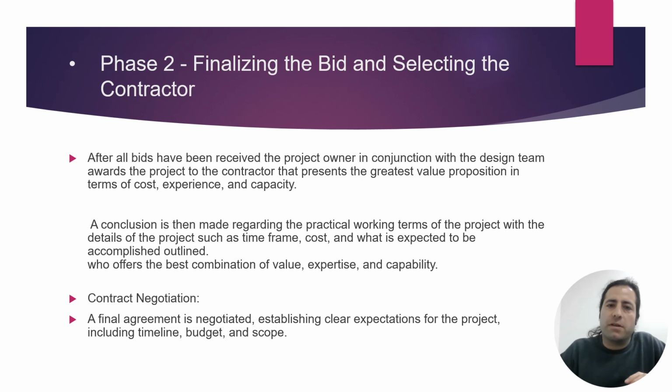Phase two: finalizing the bid and selecting the contractor. After all bids have been received, the project owner, in conjunction with the design team, awards the project to the contractor that presents the greatest value in terms of cost, experience, and capacity. A consultation is then held regarding the practical working terms of the project, with details such as the time frame, cost, and what is expected to be accomplished outlined, with the contractor who offers the best combination of value, expertise, and capability.